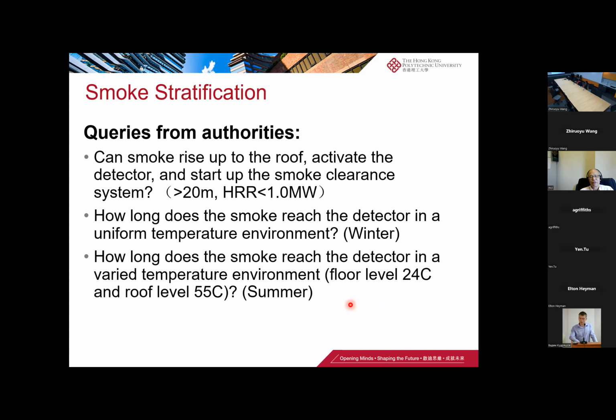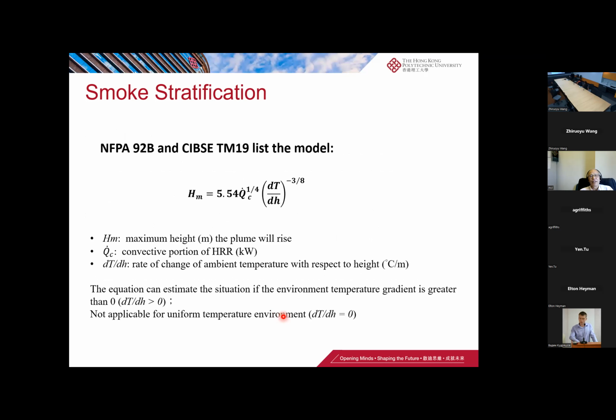In summer, for the energy saving issue, the terminal building manned area temperature is controlled at 24 degrees. But on the roof level, the design specification temperature is 55 degrees C. That's in summer. So in summer, the smoke rises in a non-uniform temperature environment. With these questions, we wanted to find a solution to answer the authorities' queries.